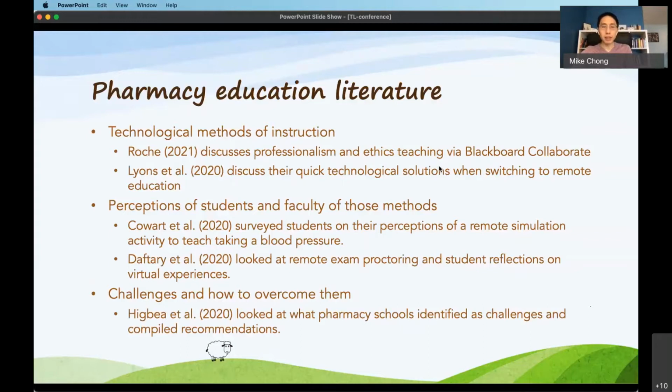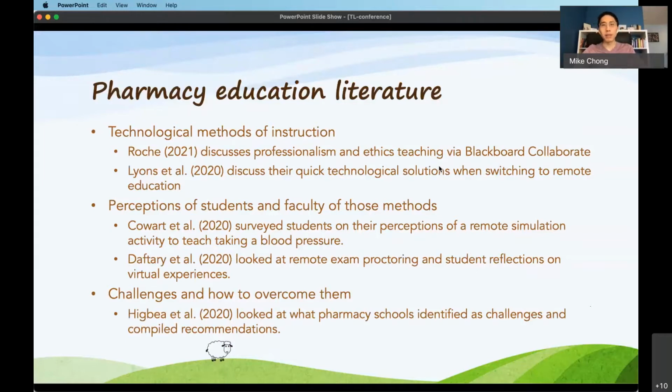In pharmacy literature recently, I found that there's been quite a lot of emphasis on technology and specifically the methods used. For example, Roche's paper on using Blackboard Collaborate, or Leon and colleagues describing tech solutions when they were forced to switch to remote education. Then there's the subsequent research on how students and faculty perceive those methods, such as remote simulations or exam proctoring. And lastly, there are editorials and summaries, such as the last reference there, who wrote about challenges with technology and remote teaching and how to overcome them.